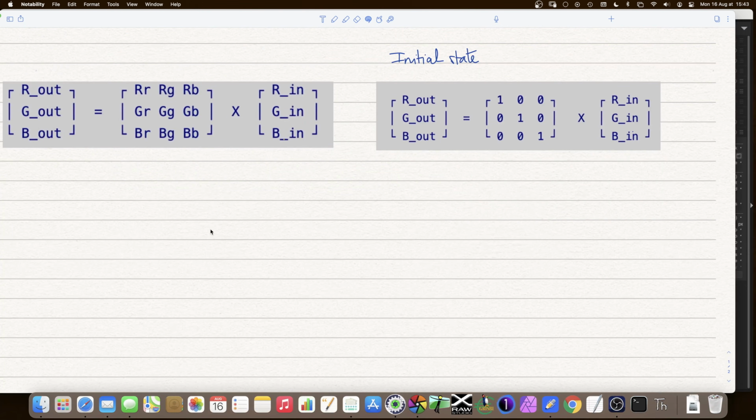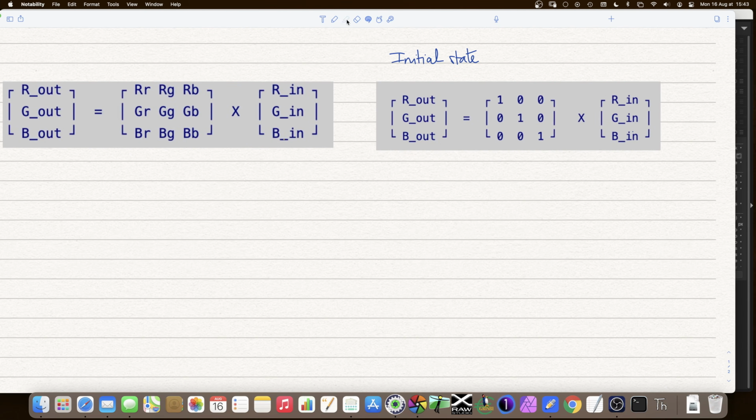Let's start with what I found in the documentation of this channel mixer. I have a formula here: red out, green out, blue out equals a 3 times 3 matrix times the vector red in, green in, blue in. And we have an initial state that was given. Let's have a look at this formula.